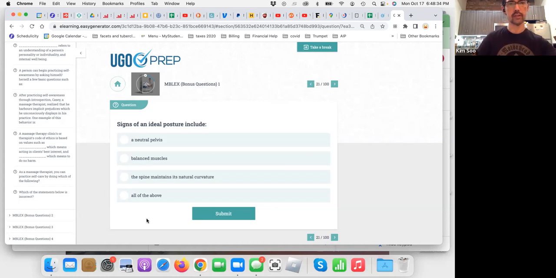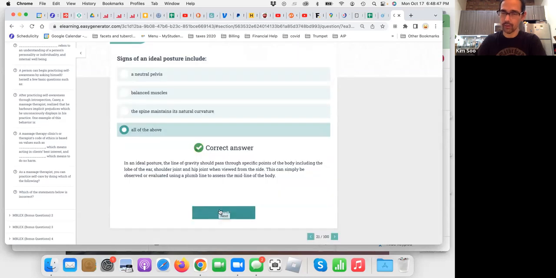Signs of an ideal posture include a neutral pelvis, balanced muscles, and the spine maintaining its natural curvature, all the above. I'm going to say all the above, although neutral pelvis, not really. We could argue about that, right?